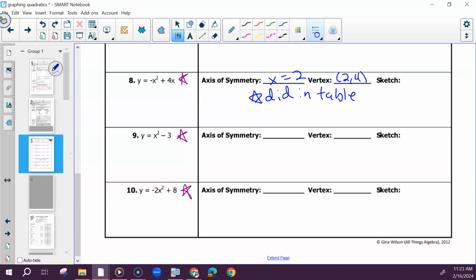And then we could sketch it from here. So we know the axis of symmetry is going to be at 2. So draw that dotted vertical line at 2. Draw your vertex at 2, 4. Would this face up or face down? Down. So draw your U shape facing down.